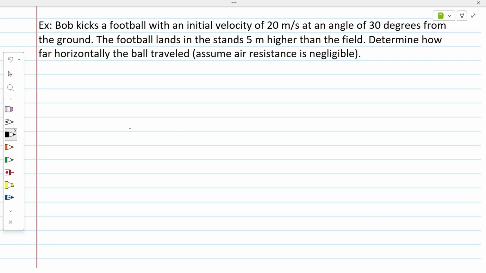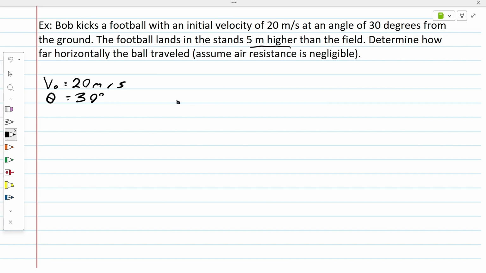Okay, so first off, let's just write what we have. So we have our velocity initial is equal to 20 meters per second. We have some angle that's 30 degrees, and we have this 5 meters higher from the field. So what is this value going to represent, this 5 meters higher? Well, I think it'll be easiest to understand if we just draw a little picture.